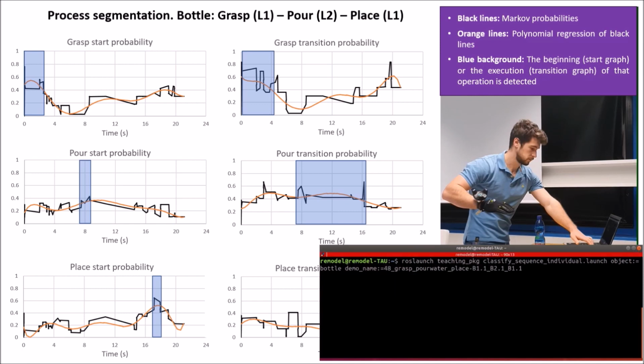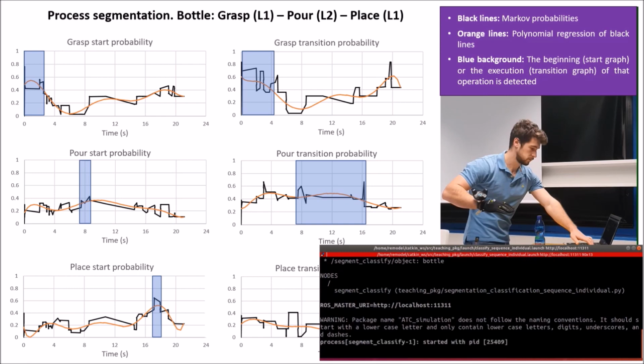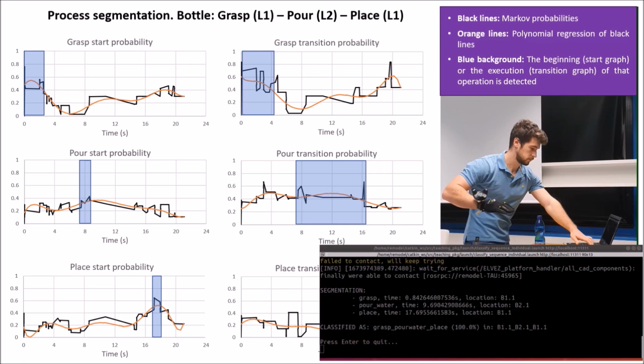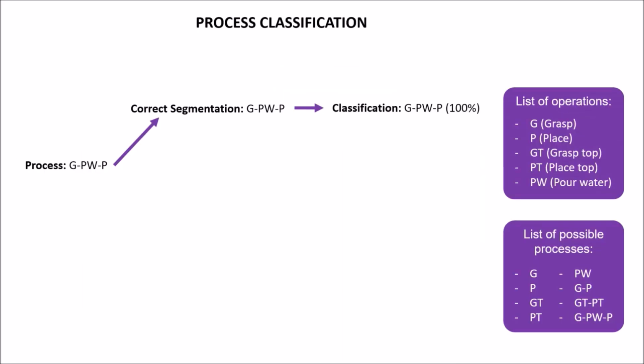Additionally, the system recognizes the location in which each operation is performed by checking the hand position at the time at which the operation is detected. In the previous demonstration, the segmentation of the process in operations is perfect. Therefore, the process classification is very easy.